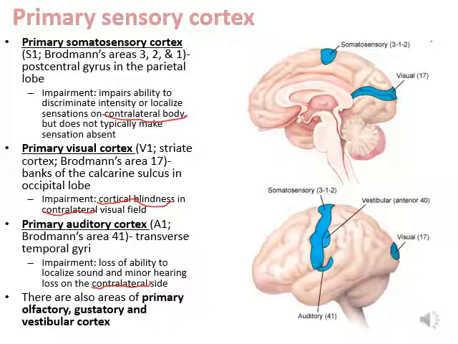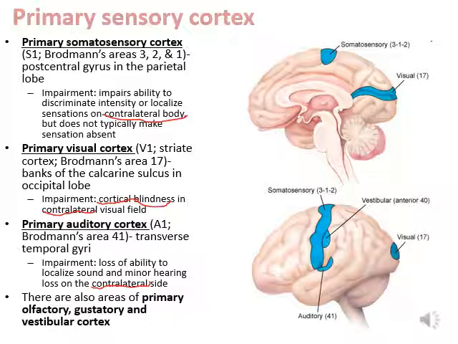The third one will be the primary auditory cortex. If you remember, when we talked about the gross anatomy of the cerebral cortex, the localization of this cortex is on the temporal lobe. It will be the transverse temporal gyrus. If you have any lesion in this area, the patient will lose the ability to localize the sound, and you will have minor hearing loss on the contralateral side.